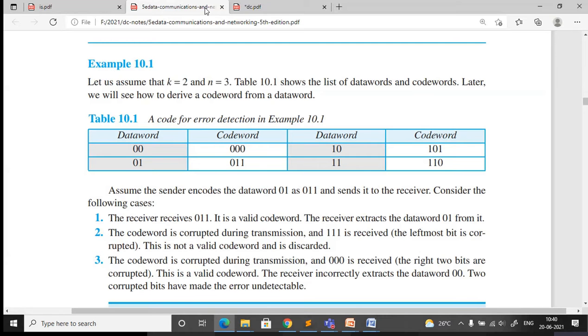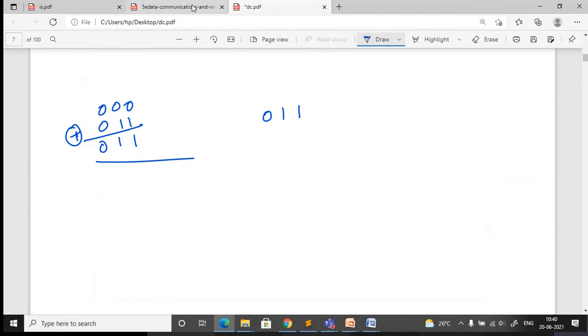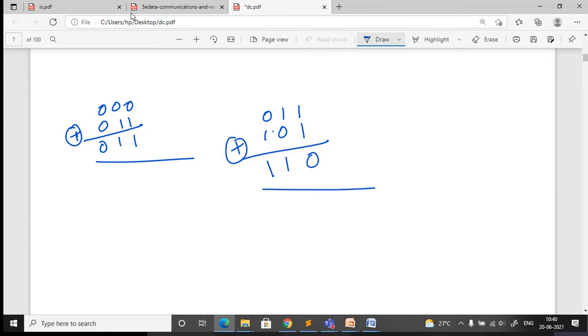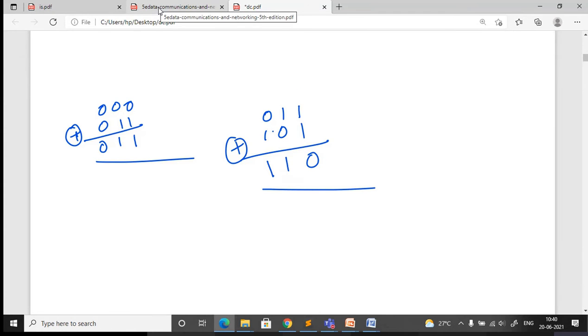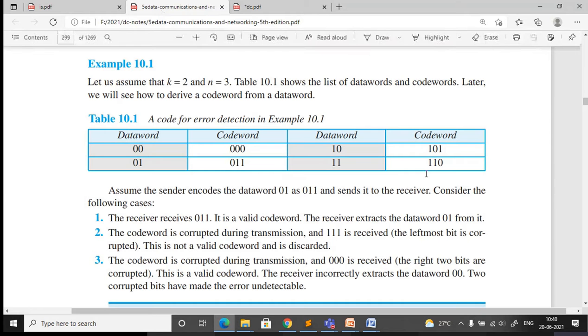Let me take, instead of 000, the second code word 011 and the third one, 101. Okay, add these two, I mean apply the XOR operation. You're going to get 110, which once again should be there in the table. That concept we call the linear block code. Can you agree?